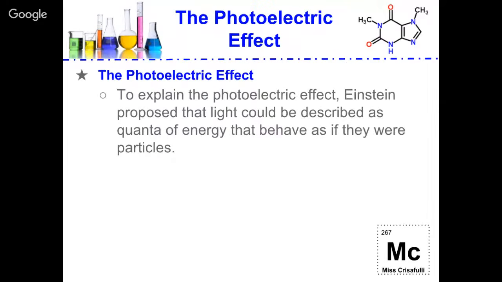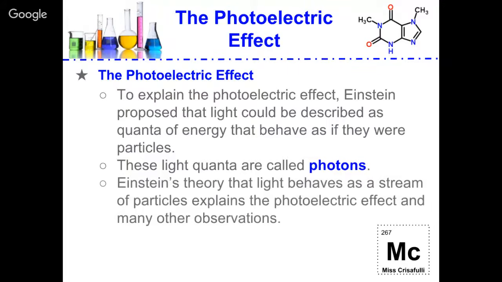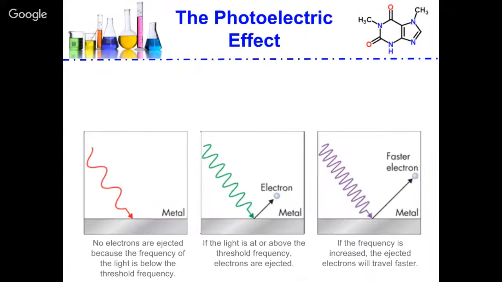So to explain the photoelectric effect, Einstein proposed that light could be described as quanta of energy that behave as if they were particles. These light quanta are called photons, and Einstein's theory that light behaves as a stream of particles explains the photoelectric effect and many other observations.